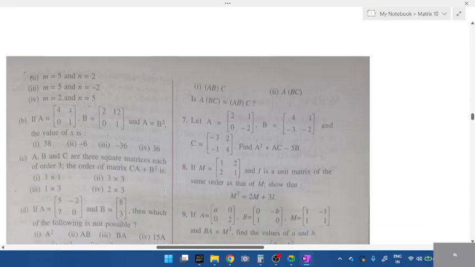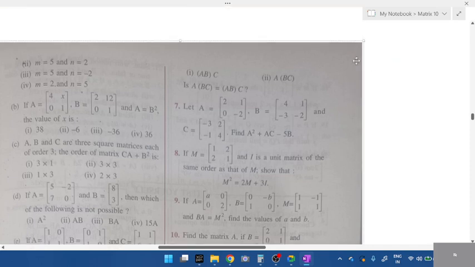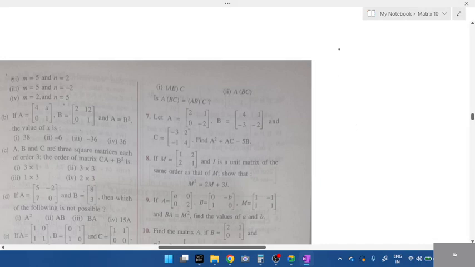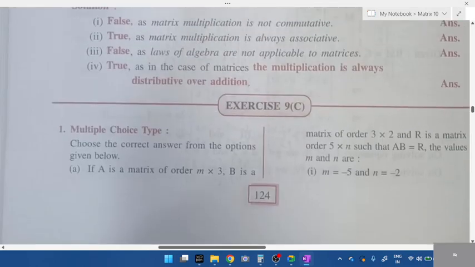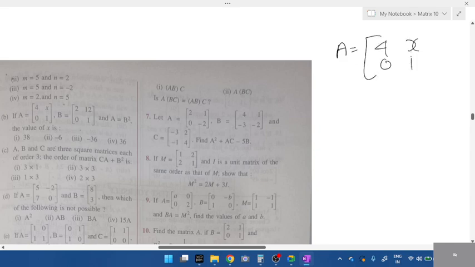First one, mostly they don't ask the first one. Just ignore that. Look at B, students. 1B. We'll practice 1B. What's the question given? What is matrix B given? This is exercise 9C in your textbook, Selina publication, exercise 9C. Okay. A is equal to 4, x, 0, 1 and matrix B is equal to 2, 12, 0, 1.